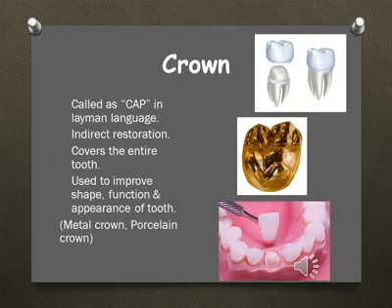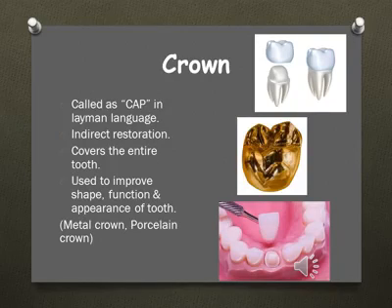A dental crown is an indirect restoration. That is, we require a dental lab for the fabrication and processing of a dental crown. Since the crown covers the entire tooth surface, patients sometimes refer to it as a cap. The main aim of a dental crown is to improve the shape, function and appearance of the natural tooth.